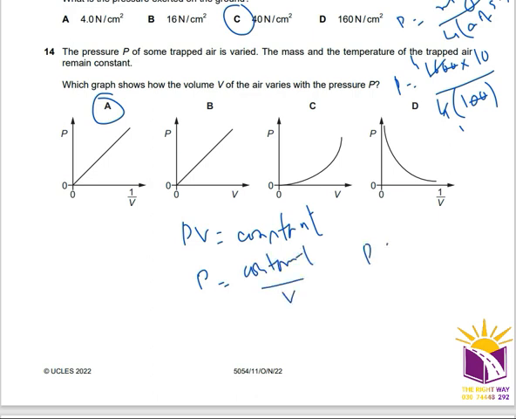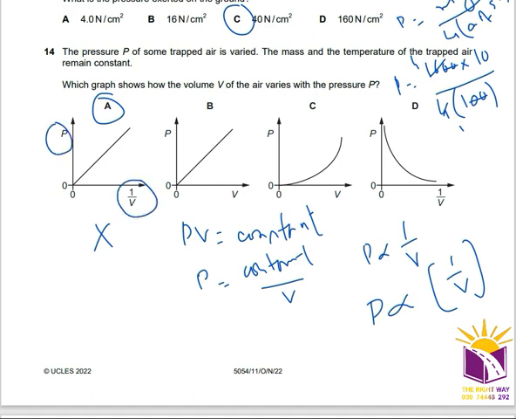So P is inversely proportional to 1 over V. If it is inversely proportional, this graph is wrong according to this condition. But if I write it as P is directly proportional to 1 over V, then it will be a straight line. So P and 1 over V is going to give a straight line. So A is the right option.